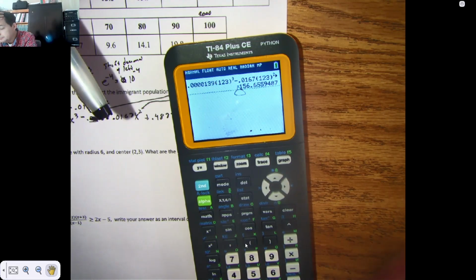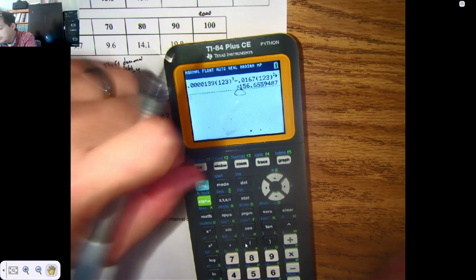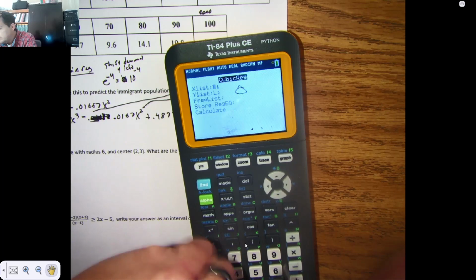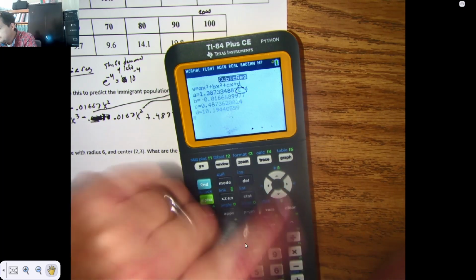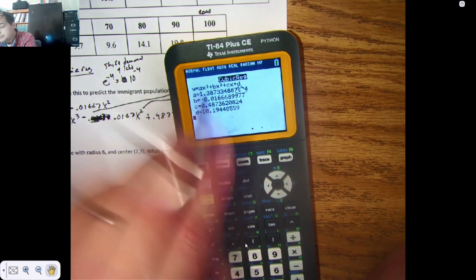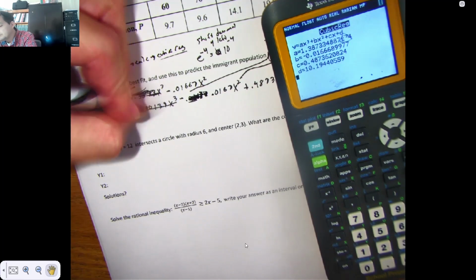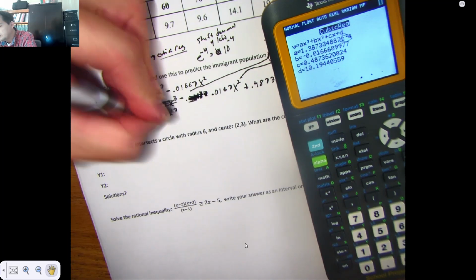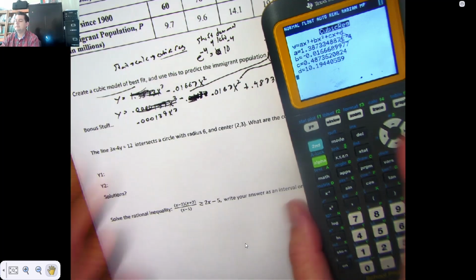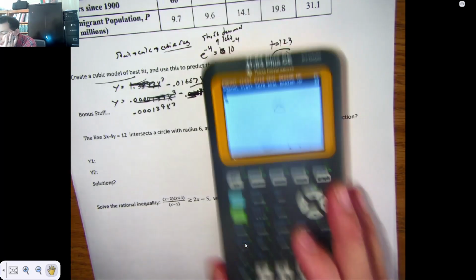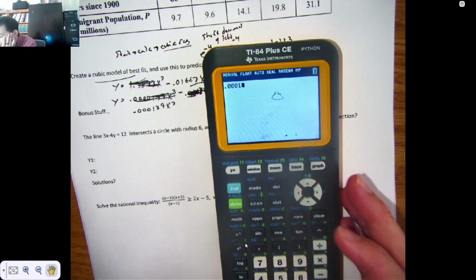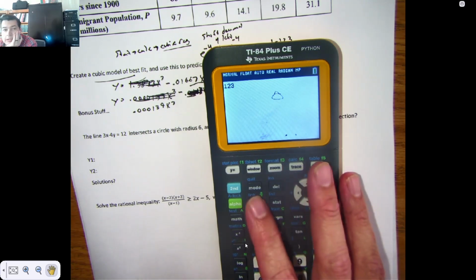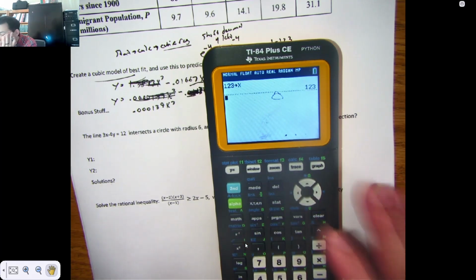I can tell you exactly why it happened. I know exactly why it happened. It's right here. Too many zeros. 0.000139x cubed. Man, that stinks. Just so I don't mess up, I'm going to take 123 and I'm going to store it to x.